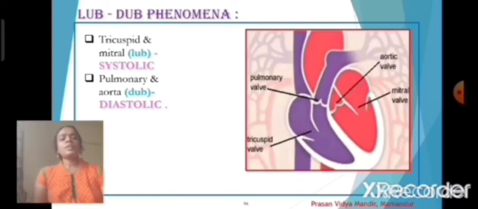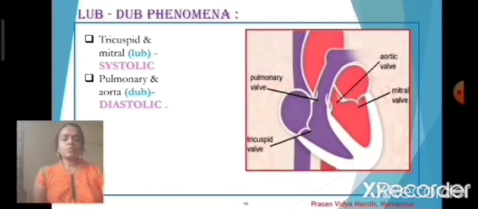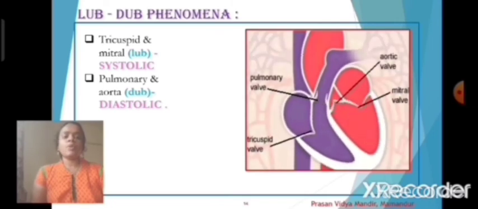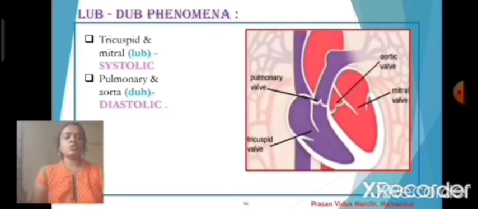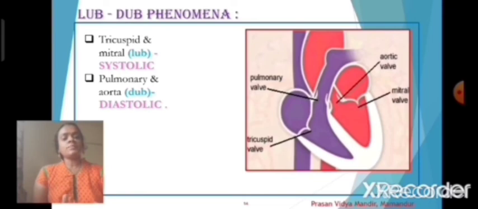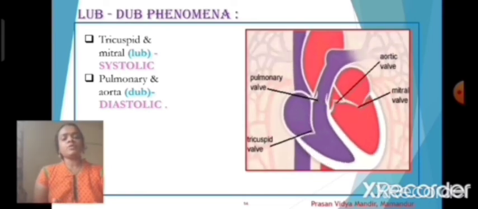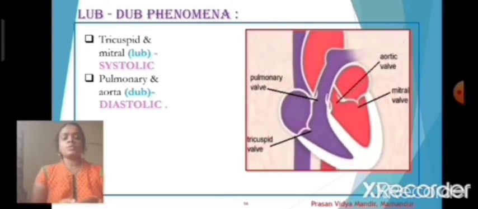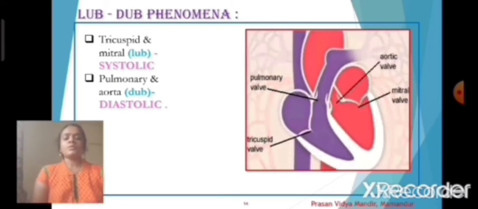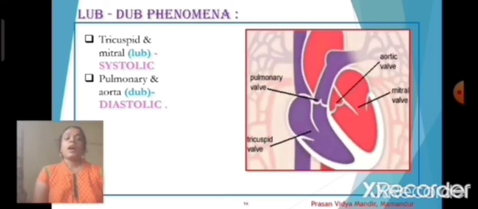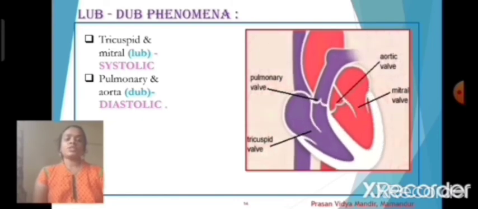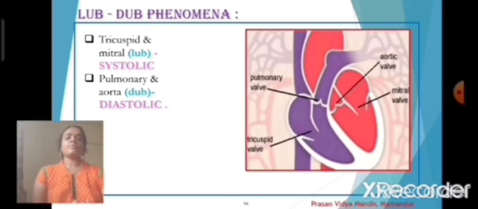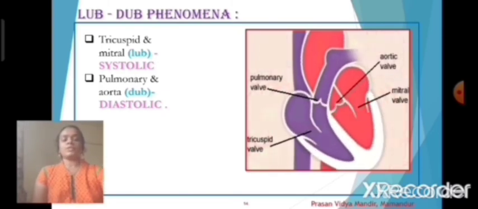And the pulmonary and aortic valves, as you can see in the animation, open and close together. When they open, the tricuspid and mitral valves close, and vice versa. The pulmonary and aortic valves closing and opening produce a sound called DUB, and the pressure created there is called diastolic. So now you can differentiate between systolic pressure and diastolic pressure.